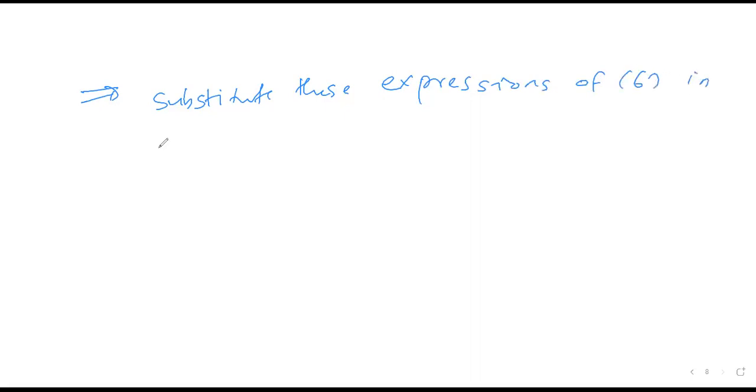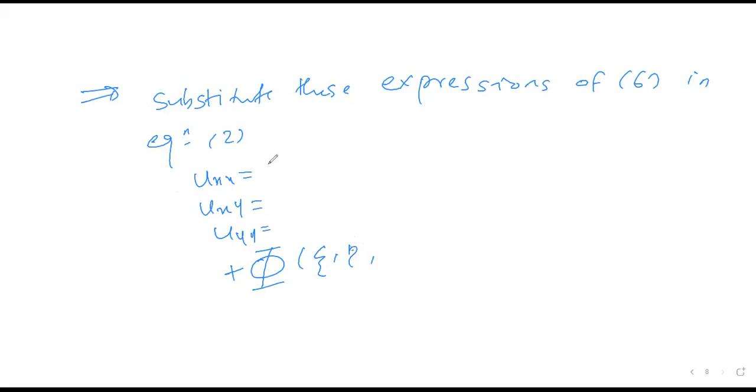Shall we finish now? What you do is substitute these expressions of equation number 6 in equation number 2. Wherever uxx, you substitute. Uxy, you substitute. Uyy, you substitute. All the other terms you write as pi, as a new variable, I mean zeta, eta wherever the x, y comes. So you substitute whatever we find.